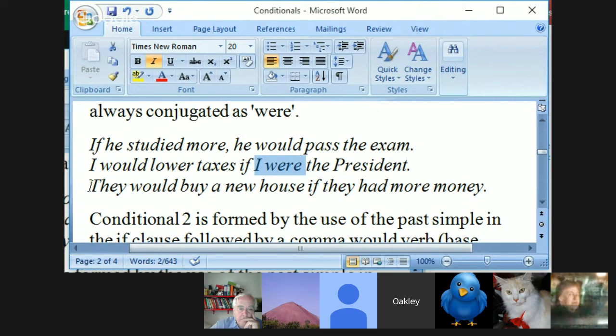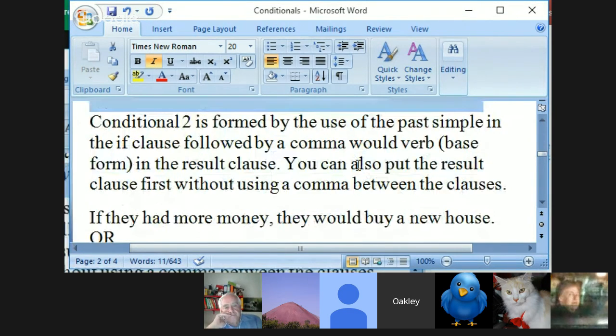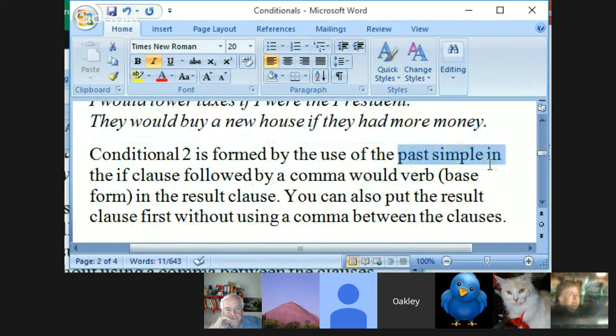Again, as always, we can have the condition first or second in the sentence. We can switch the clauses. It makes no difference. So there it is. All right. Past simple in the if clause, followed by a comma if the if clause is first.